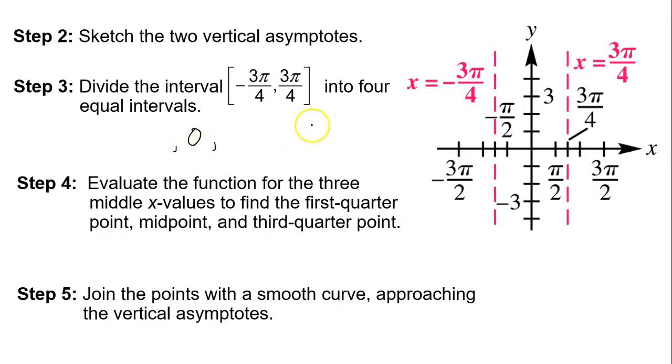And then so we need this value that's going to be halfway between negative 3 pi over 4 and 0. So average the two, okay? Or just divide by 2 in this case. And what you will get is this here.